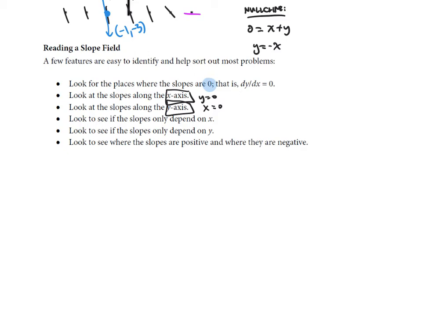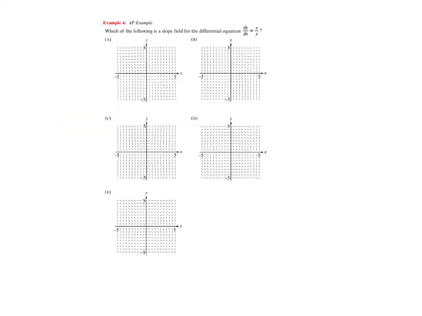Look to see if slopes depend on just x or y, and look to see where slopes are positive and where they are negative. And really, I'd add in here, use a nullcline, which we talked about in the first bullet point, and an isocline if necessary. Okay, let's continue to the next slide. Which of the following is the slope field for the differential equation dy dx equals x over y? Honestly, this is a classic isocline problem.